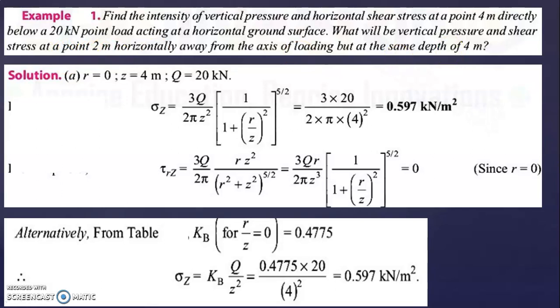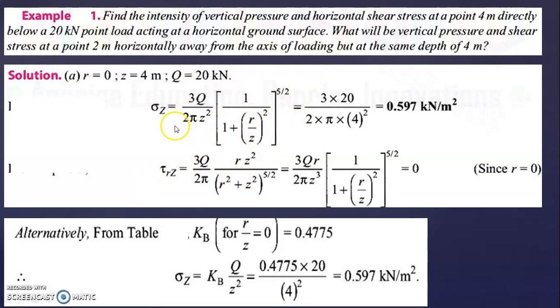There are two methods. One is you can directly use the Boussinesq equation, or the second method is you can write in terms of KB. If you have the table, you can use the R by Z ratio and find the KB value. Once you have the KB value, you can use this equation and find sigma Z. But in the exam, suppose no table is given to you, then you cannot depend on this formula, so it is better to solve using the direct formula only.